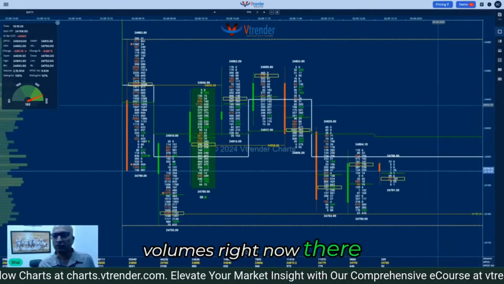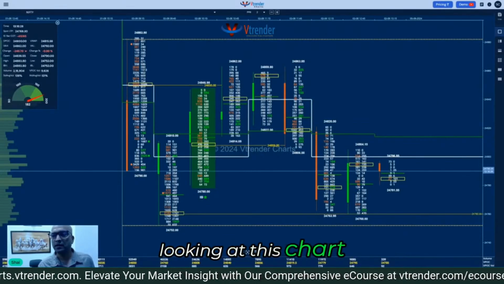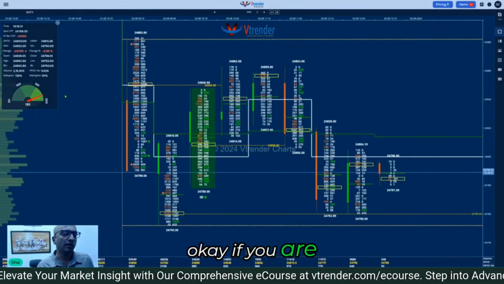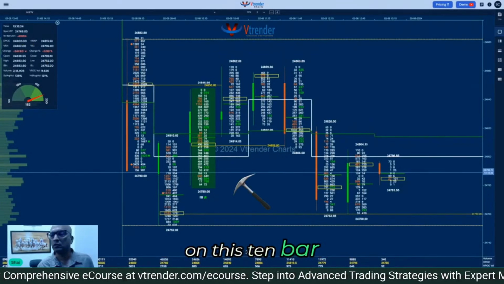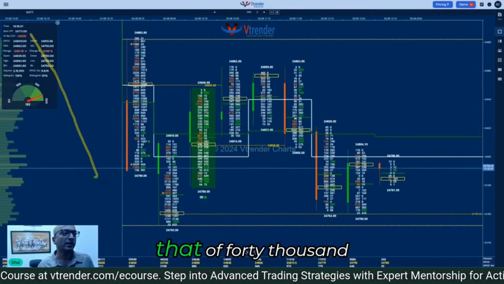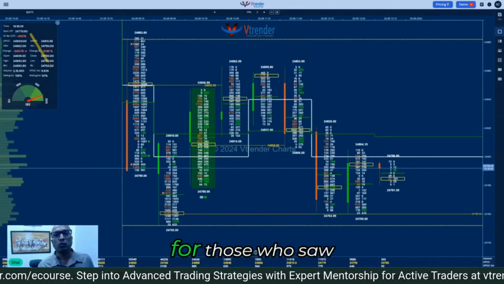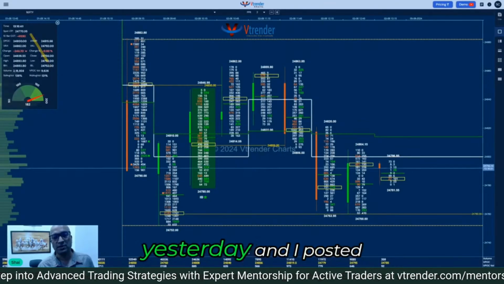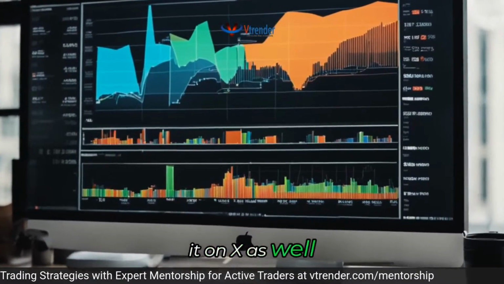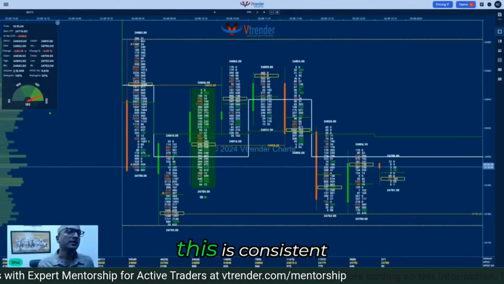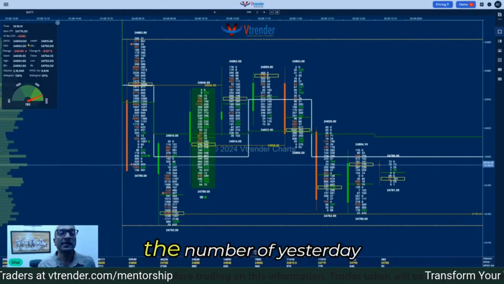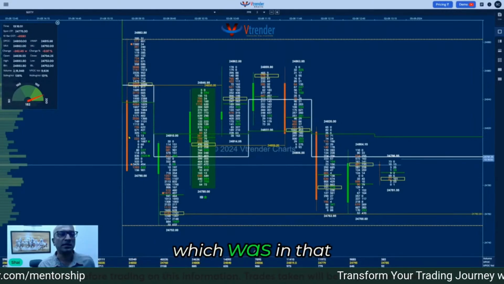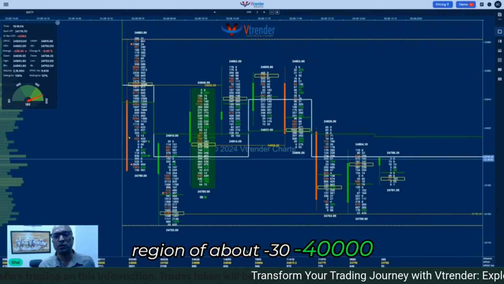volumes. Right now, there are a few things we look at when we're looking at this chart. The first thing, if you have this chart open, is you're focused on this 10-bar COT, which is around that 40,000 number. Now, for those who saw this order flow chart yesterday, and I posted it on X, on Twitter as well, this is consistent with the number of yesterday, which was in that region of about -30,000, -40,000.